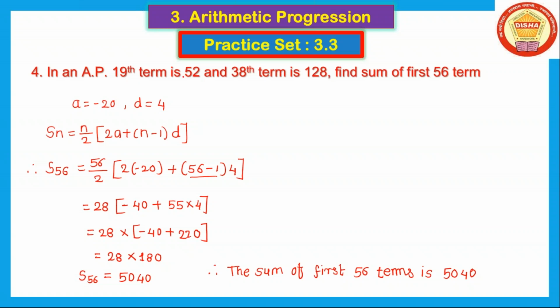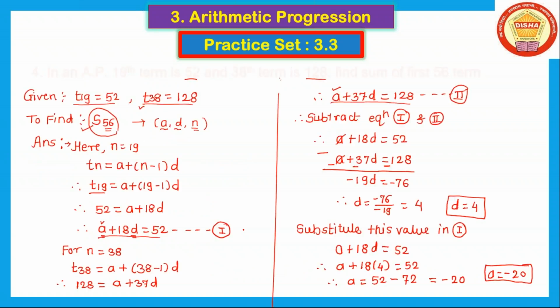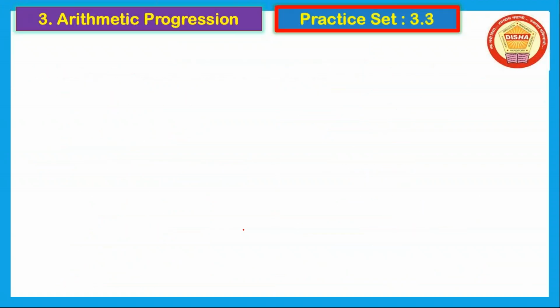See again, 19th term is given and 38th term is given. If such questions are asked, then we form linear equations for the given statements and then we solve those linear equations and find the values of a and d. And then we put these values in the formula Sn. Then we will get the sum of the given terms in the question. Now we take the next question, that is question number 5.